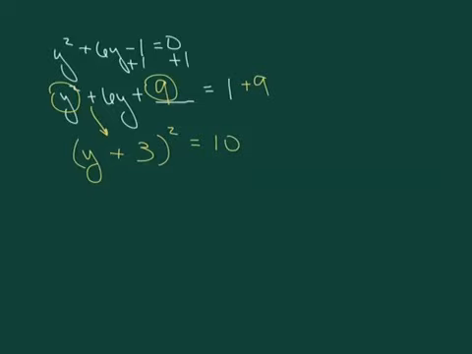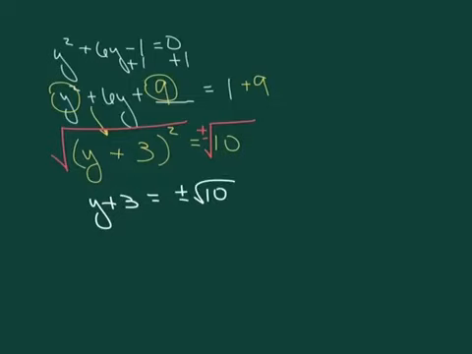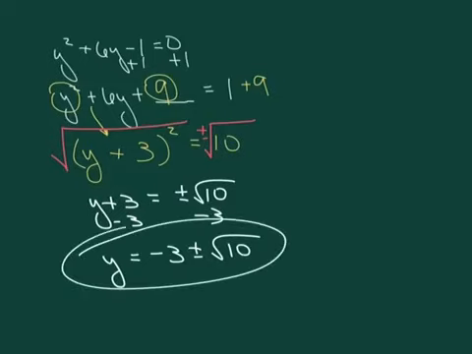Okay? Next step, do this with red. We take the square root of both sides, and that goes plus or minus. So the sign goes off. Okay? So we subtract 3 to get y by itself. Okay. And that's all the further we can go. That is a good answer.